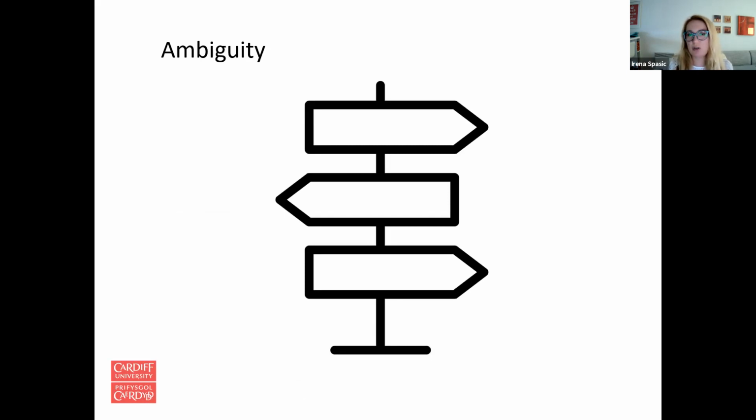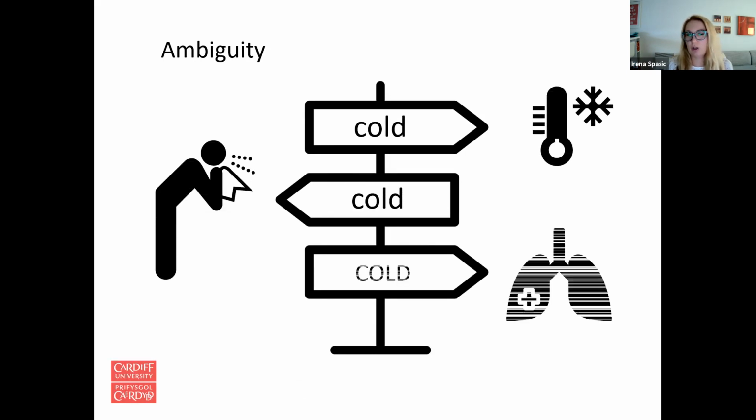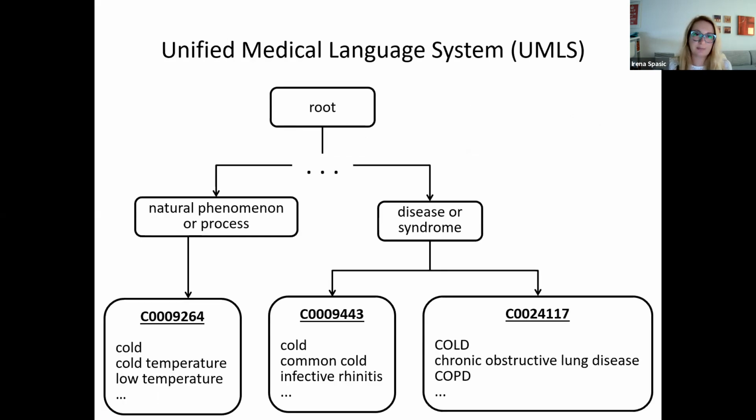So one problem with using natural language in healthcare is ambiguity. So for example, the word cold can be interpreted as cold temperature, common cold, or short form for chronic obstructive lung disease. And when analyzing text automatically, such ambiguities need to be resolved, as otherwise they could result in unintended consequences. So this is why clinical narratives are typically complemented by clinical codes.